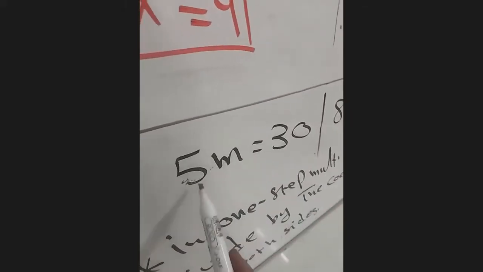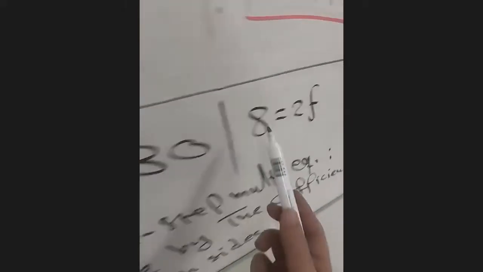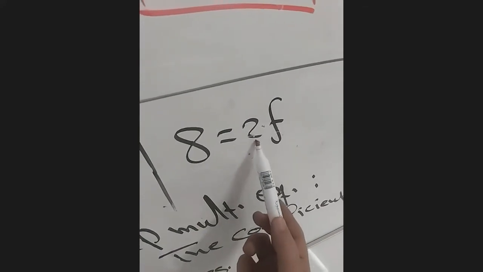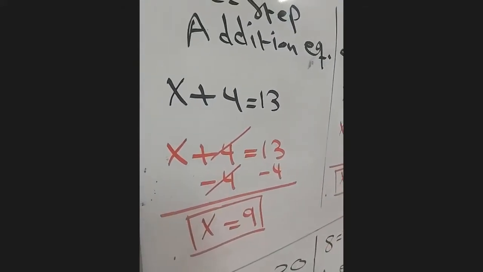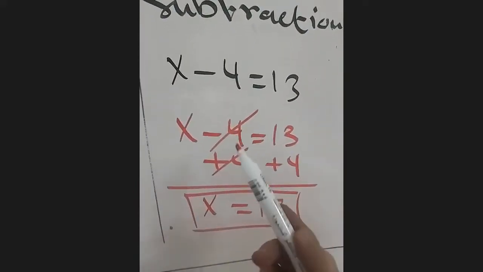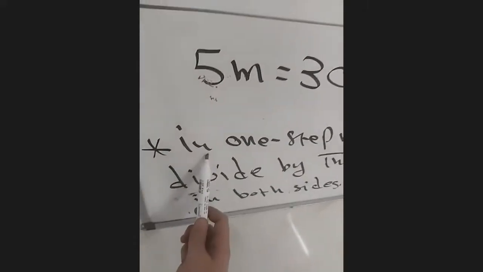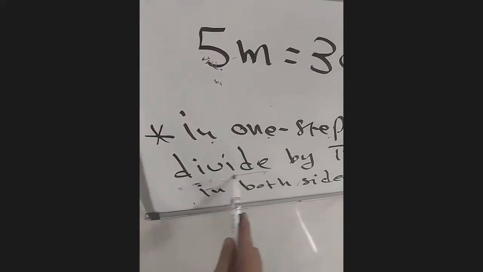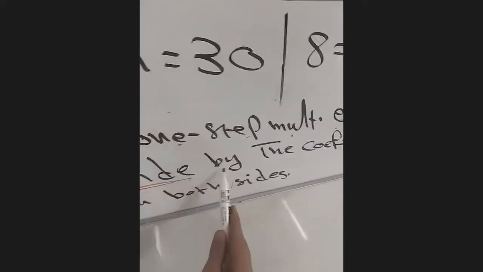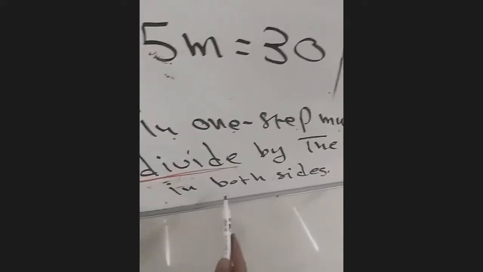So let's go back to our multiplication equation and search for the coefficient. Where is the coefficient here? The 5. Where is the coefficient here? The 2. The number which is multiplied with the variable, we call it coefficient. In addition, to solve it, we do subtract. In subtraction, to solve it, we do add. In multiplication, in a one-step multiplication equation, we divide by the coefficient in both sides.